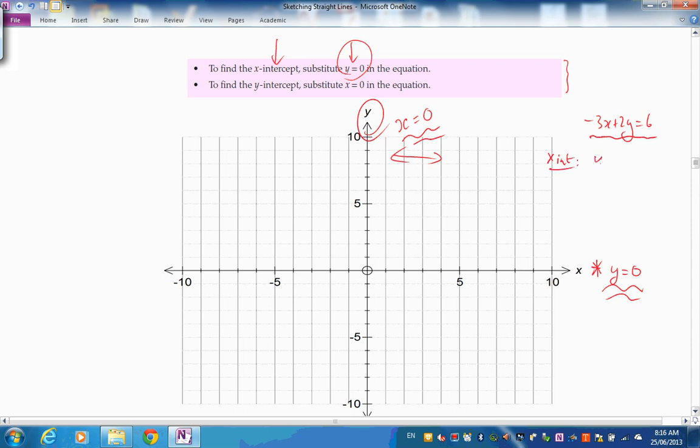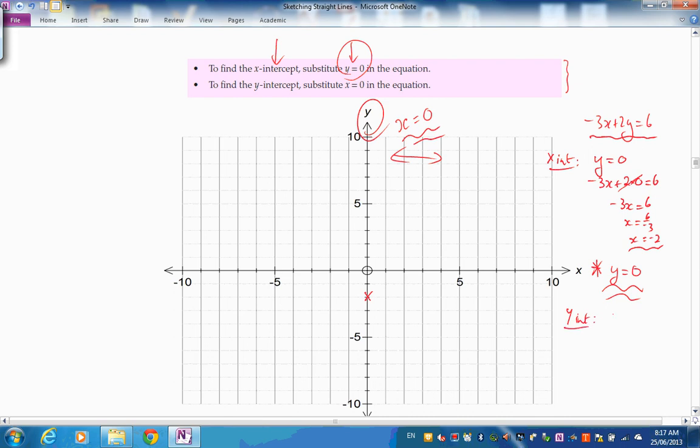On the x-axis, y is 0, for the reason I just said. So let's stick y equals 0 in the equation. You get negative 3x plus 2 times 0 equals 6. 2 times 0 is 0. So we've got negative 3x equals 6, or x equals 6 divided by negative 3, which is negative 2. Let's go to the axes here and plot that. There it is down there. X is negative 2. Let's now do the y-intercept.